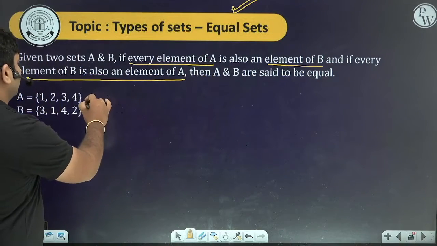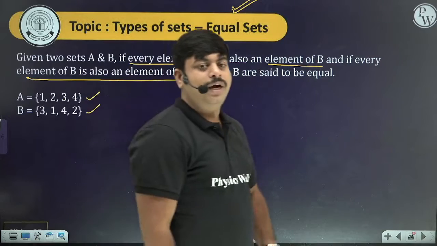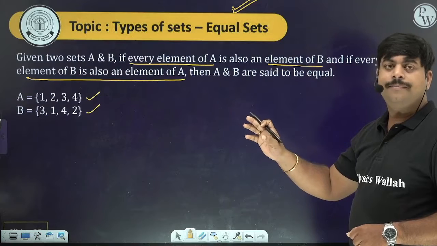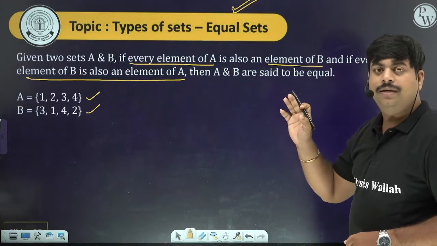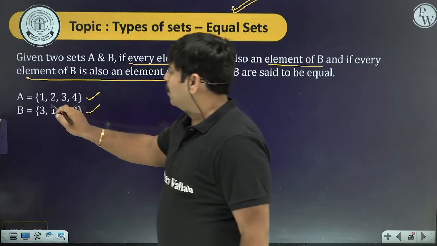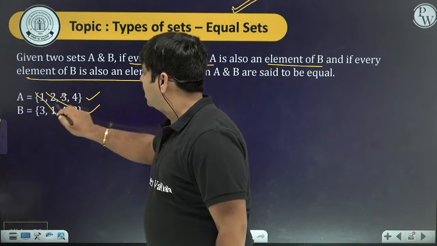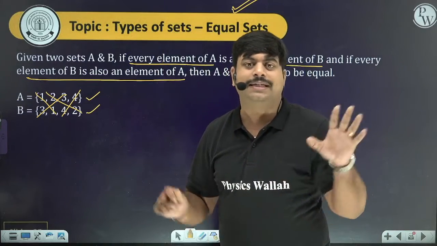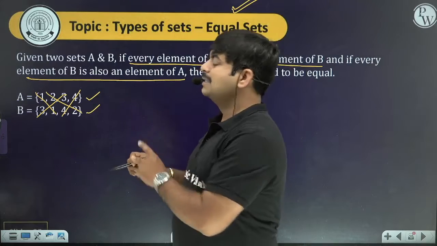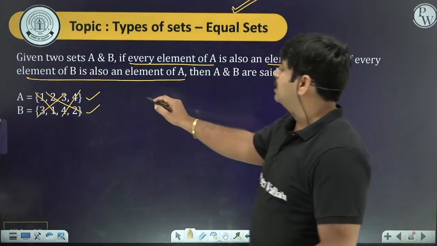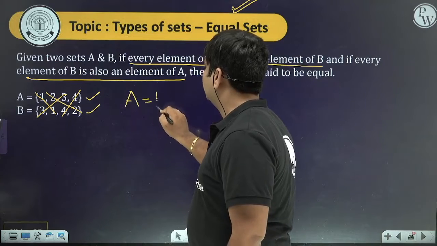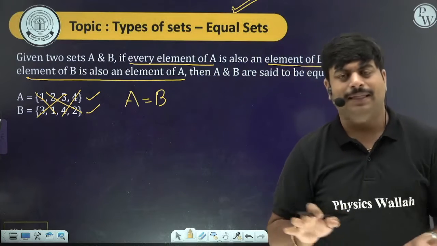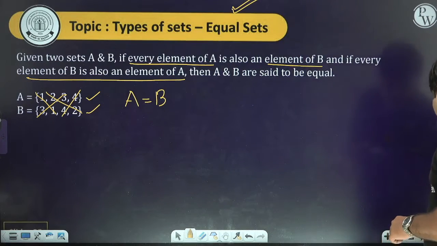Okay, so you can see A is equal to {1, 2, 3, 4} and B is equal to {3, 1, 2, 4}. So although the arrangements are different, right? Elements are the same, 1 and 1, 2 and 2, 3 and 3, 4 and 4. Elements are identical in both the sets. So in this case, I can say that these two sets are equal. I can say A is equal to B. Simple thing, right? Okay. Next one.